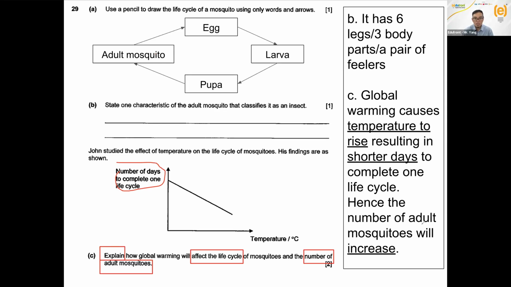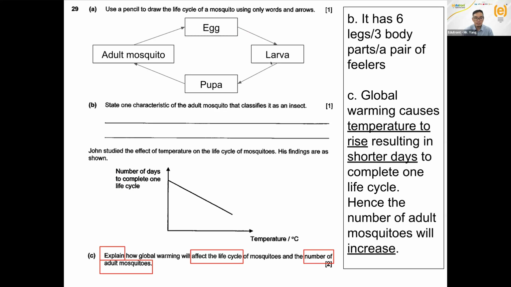When there's more mosquito, we know that mosquito can be harmful. It can spread diseases, malaria, dengue fever, and so on. So this is the effect of the mosquito. When the earth temperature increases, the time taken to form a complete life cycle decreases. Hence, the number of adult mosquito will increase. So you need to answer the question.